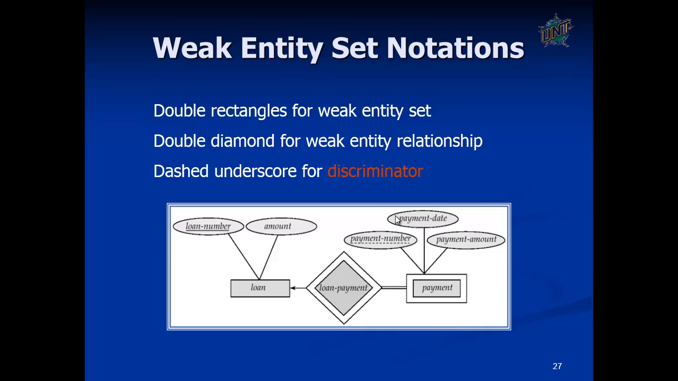And to denote the weak entity, a double rectangle is used, and to represent the weak entity relationship, a double diamond is used, and a dashed underscore is used for the discriminator.